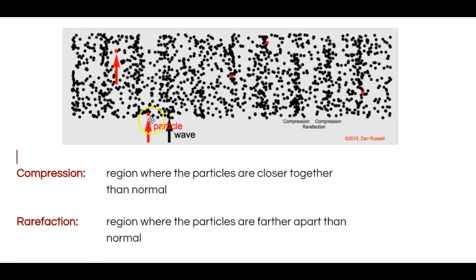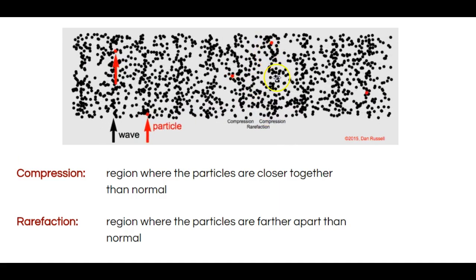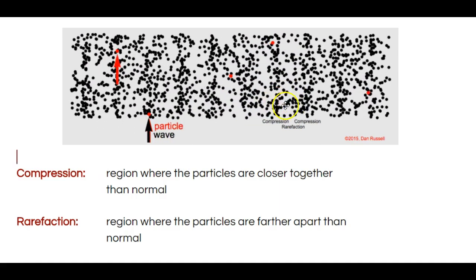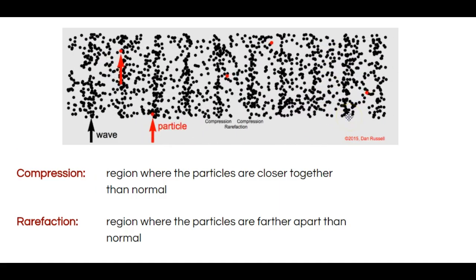Okay, so the particle itself is moving back and forth. You can see here areas where it's more compressed and areas where it's a little bit more relaxed. So you can see those compressions versus the rarefactions as the wave is traveling.